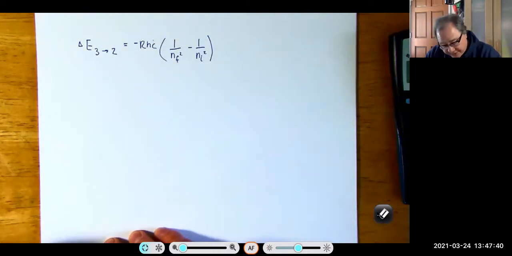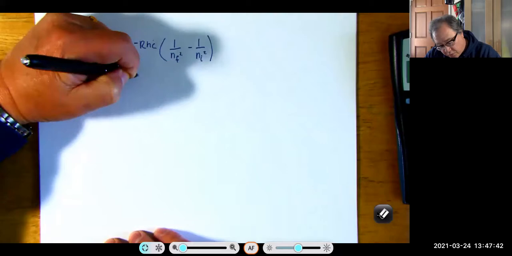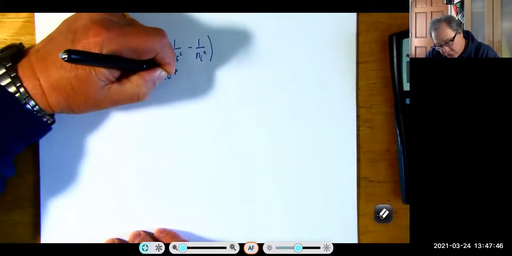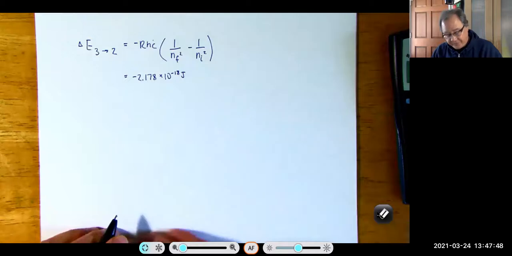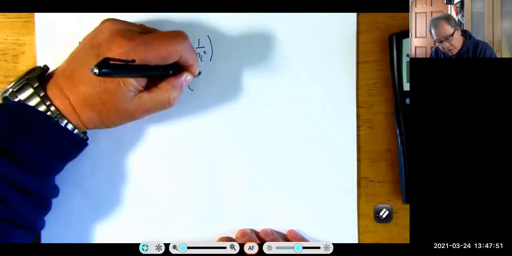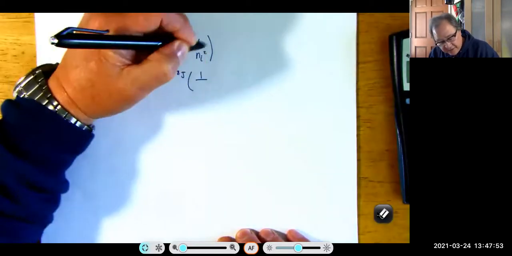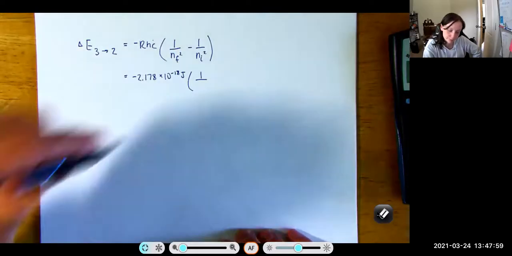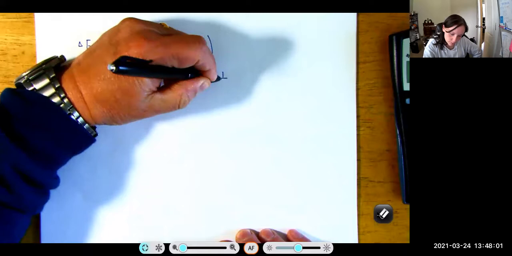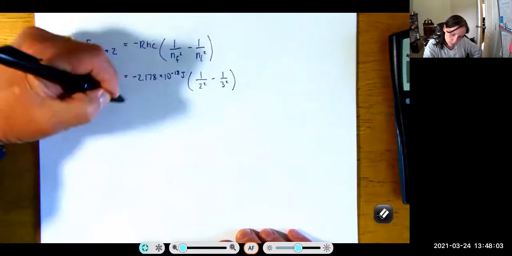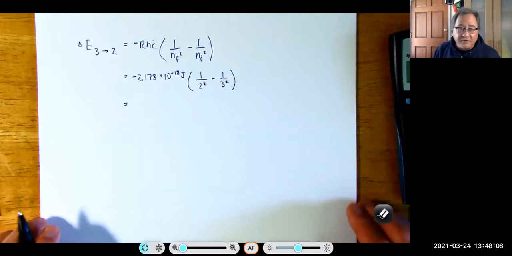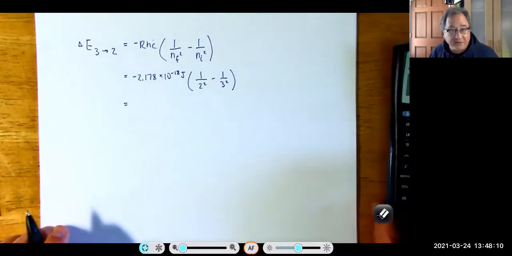Then what will we do next? Probably negative 2.178 times 10 to the minus 18 joules times 1 over, which one is final, 3 or 2 based on what I've written here? 2. Okay. Now see how this is nice and compartmentalized? I'm going to do 1 divided by 2 squared minus 1 divided by 3 squared first.